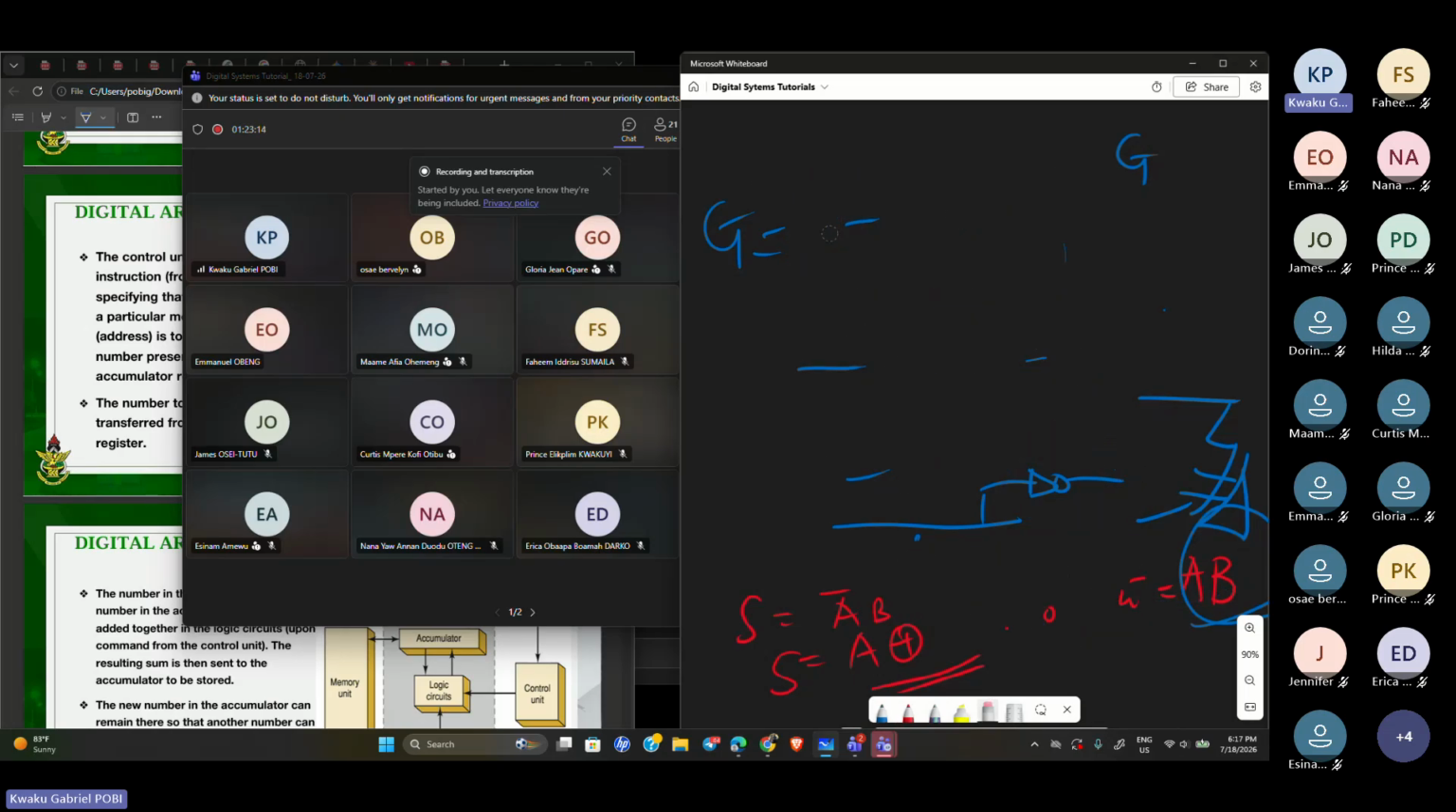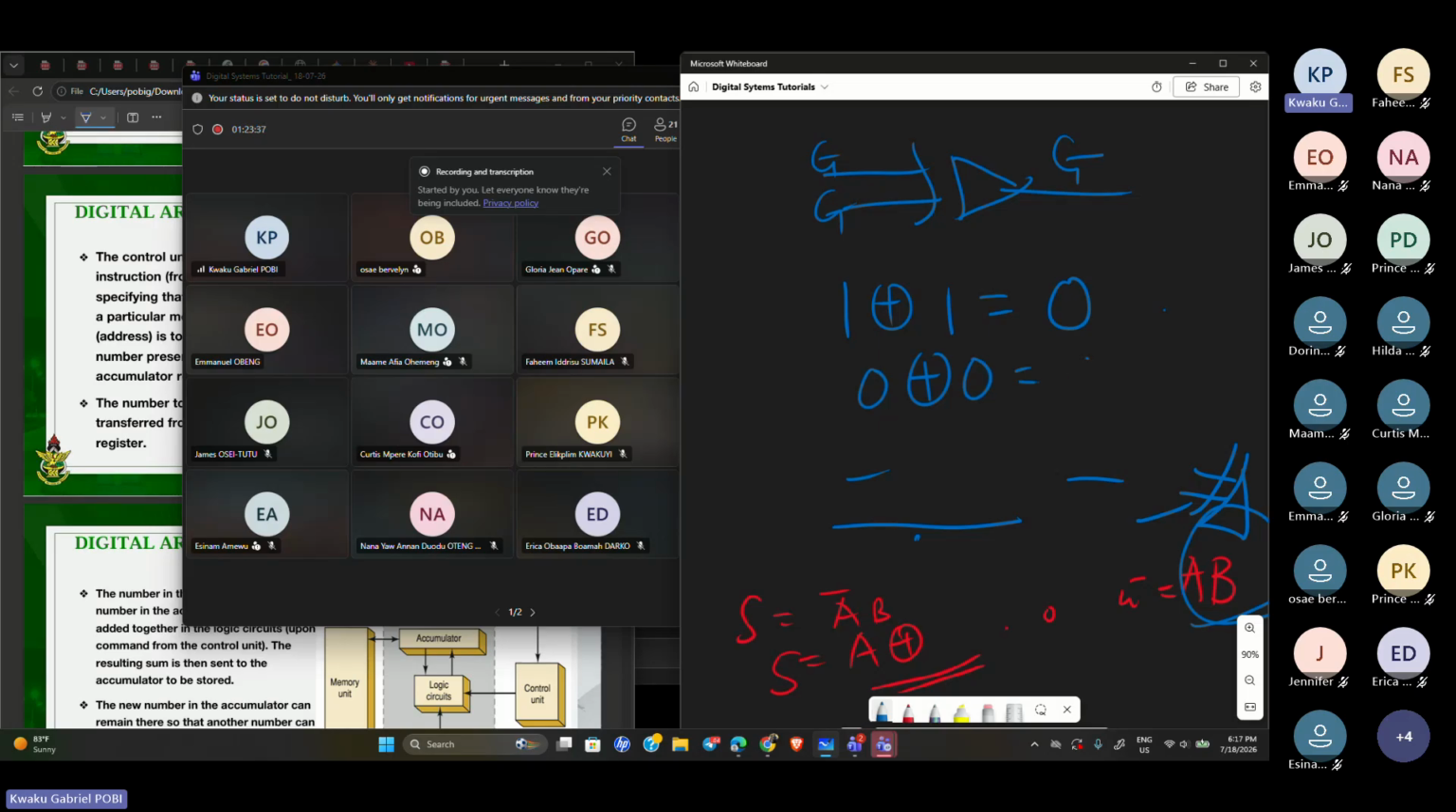Let me clean this. So we want to get G at the output, but we are supposed to implement it with 2 inputs. But we can't say this will give us G, because when I do 1 XOR 1, I'll get what? A 0. When I do 0 XOR 0, I'll get 0 in a way, right? Now, when I do 1 XOR 0 or 0 XOR 1, I get a 1.